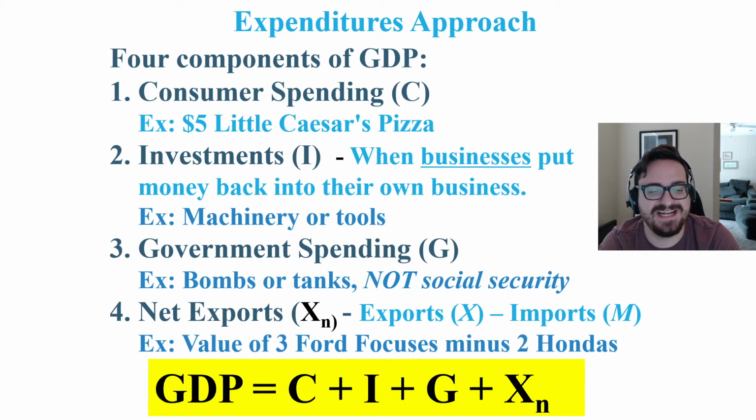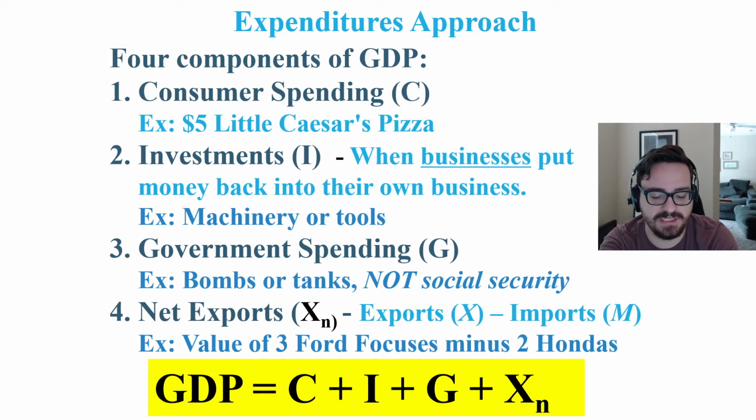Again, imports count as a negative component. So again, you can see this written as C plus I plus G plus X minus M. And that would give you the same thing. Same idea. XN is just X minus M. X being exports, M being imports.